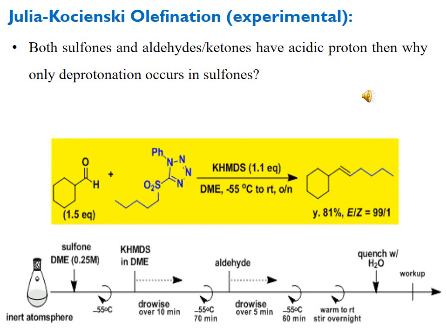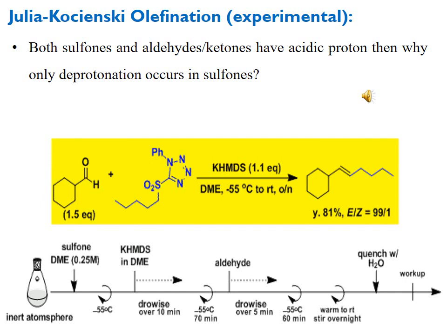Here is given some experimental procedure for this Julia-Kocienski olefination. This is to explain a question. Both the sulfone have acidic protons that we remove through the use of a base, and aldehydes or ketones also have acidic protons if they have a proton at their alpha carbon. So when both of them have acidic protons, why does deprotonation occur only in sulfones?